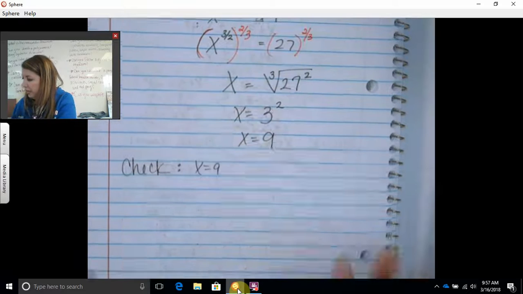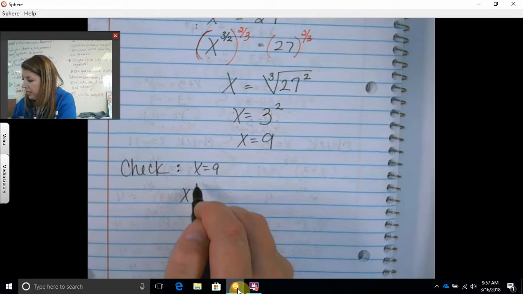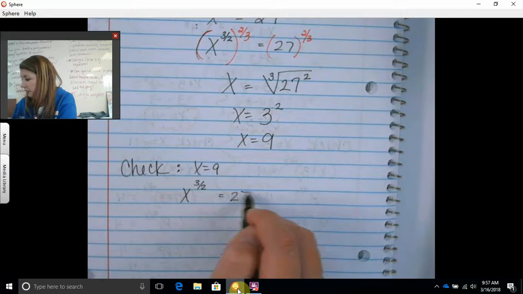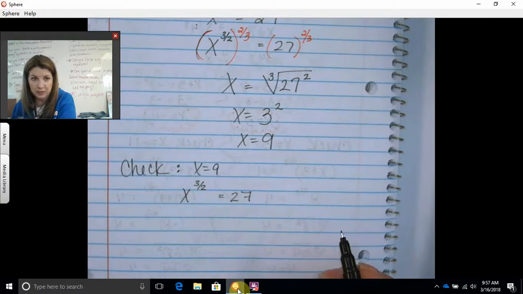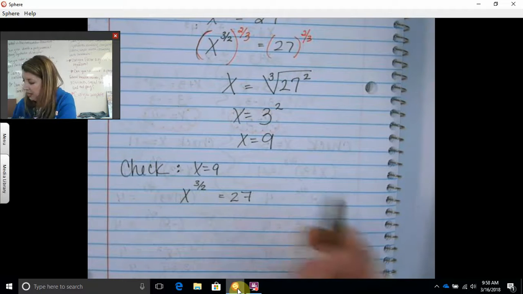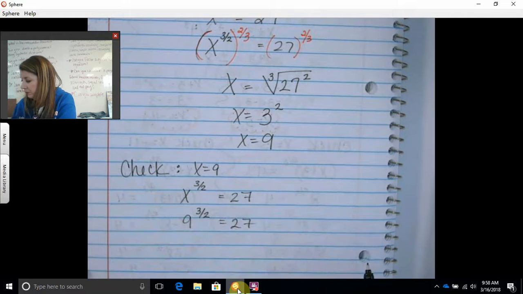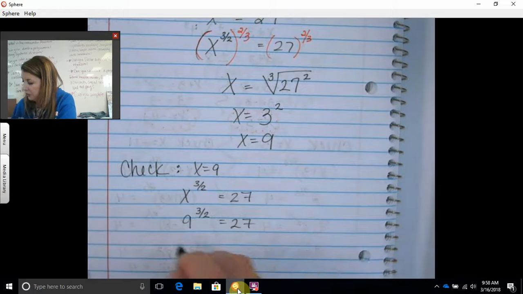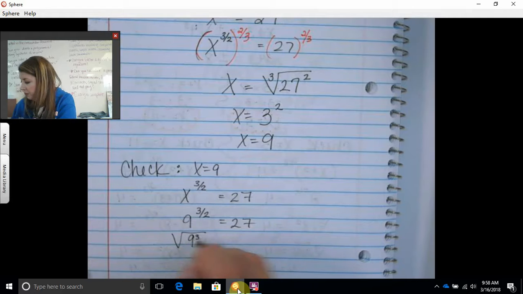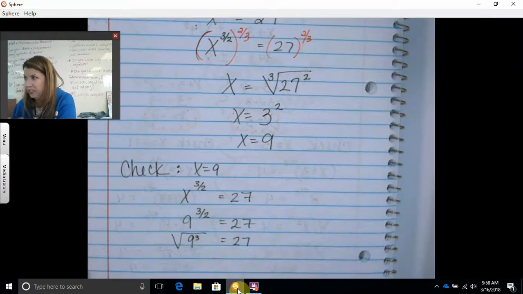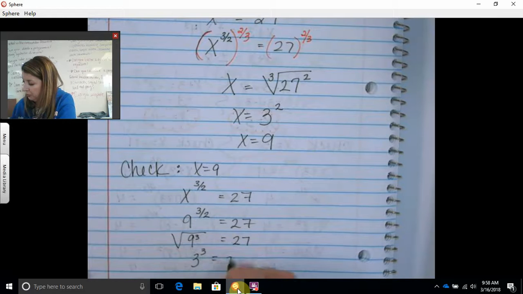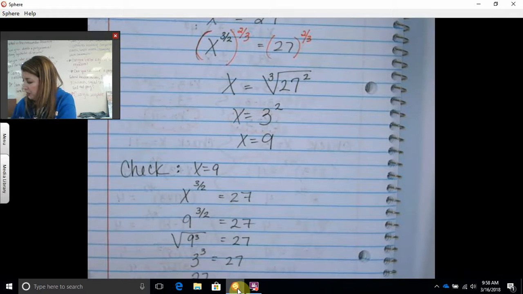Of course, I'm going to check it. And I'm going to check it at x to the 3/2 equals 27. So I'm going to substitute my solution in for x. 9 to the 3/2 equals 27. And when I'm checking it here, when I take the square root, I don't need to do positive and negative. So square root of 9 cubed. And I would probably take the square root of 9 first, which is 3. And 3 cubed is 27.